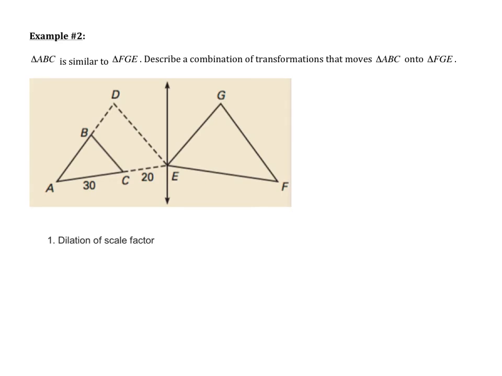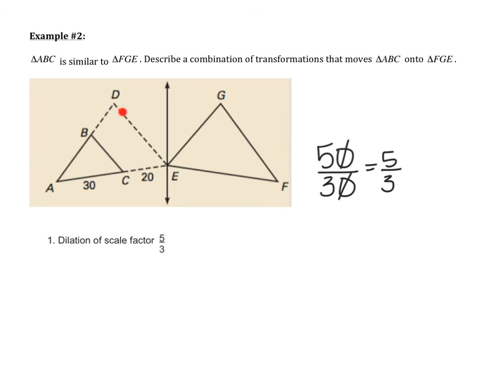So the new would be the big triangle FGE. So that side length that we're given here is not just 20 and it's not just 30, but it is 50 over the old, which would be the 30. So to put that into lowest terms, we'd have a scale factor of 5/3. So again, dilation of scale factor 5/3.